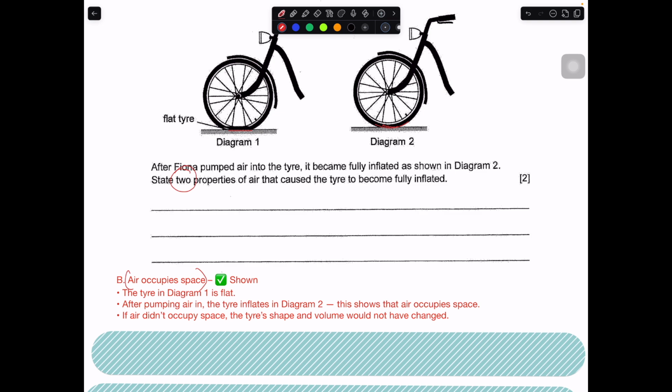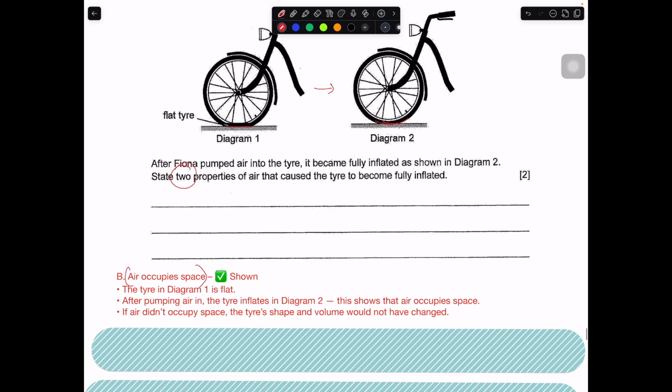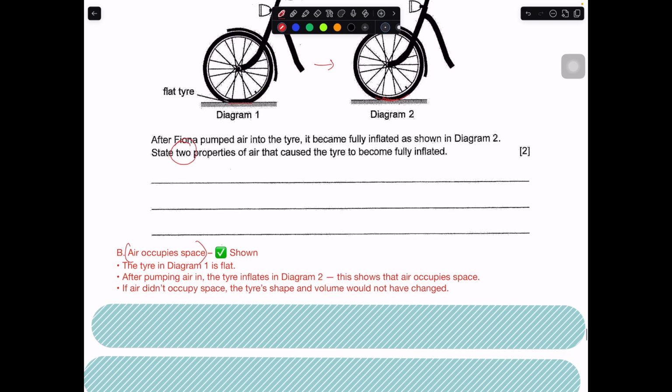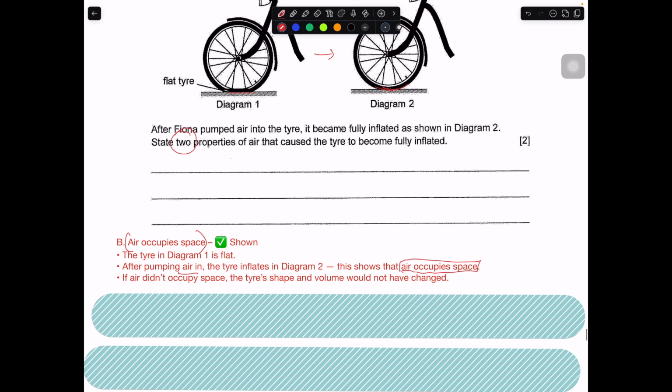So you have to compare between 1 and 2. How is it being changed? The tire in diagram 1 is flat. After pumping in, the tire inflates in diagram 2. This shows you this property. If air does not occupy space, that means the tire's shape and volume will remain the same. Diagram 2 would become the same as diagram 1. It would still be flat even after you pump air. So this one is definitely shown.